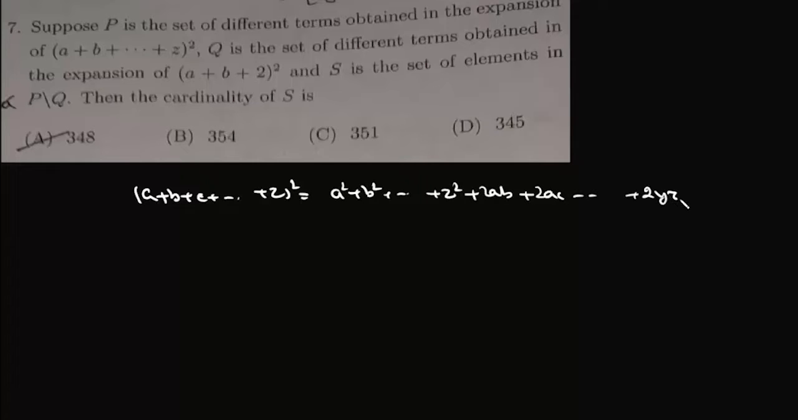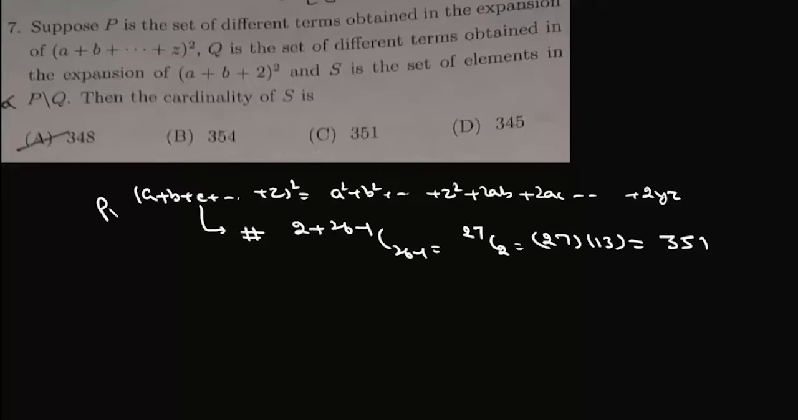Now in question number 7, it says P is the set of different terms obtained in this expression. So this expression is (a plus b plus c plus up to z) whole square. Now here the terms will be a square plus b square up to z square plus 2ab plus 2ac up to 2yz. Now number of terms in multinomial expansion, we have already done that. So here number of terms will be (n plus r minus 1) c (r minus 1), where n is 2 and r is 26, so 27 c2, and it will be 27 into 13, which is 351, and this is your set P.